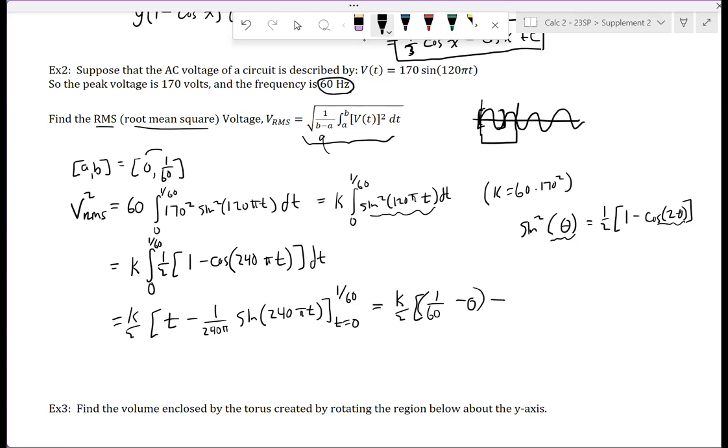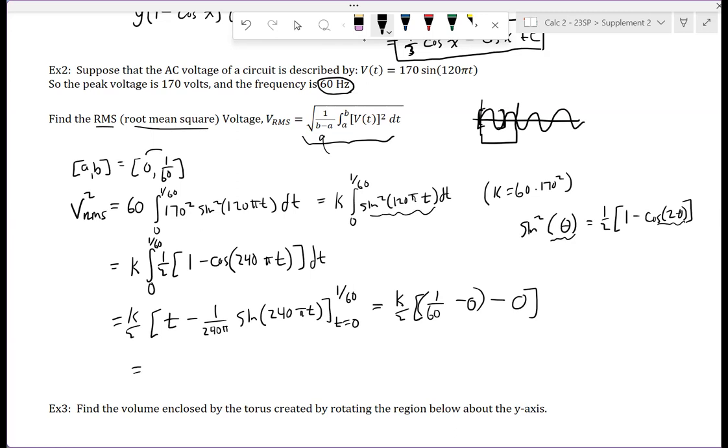Subtract. So let's see, sine of 0 for the second bit is going to be 0. 1/60th times 240 is 4, so that's going to give me sine of 4 pi. But sine of an integer multiple of pi is 0. So all of this contribution from the sine of 240 pi t nets out to 0. So I get k over 2 times 1/60th.